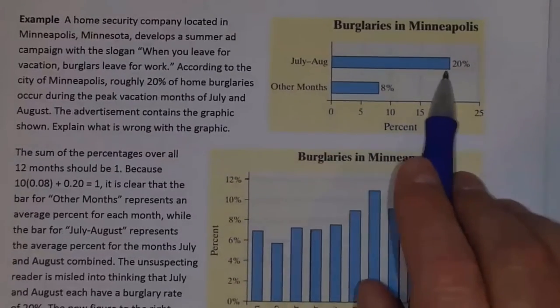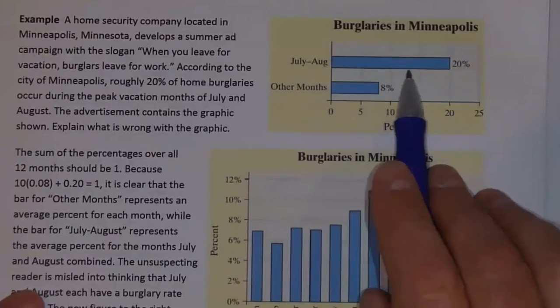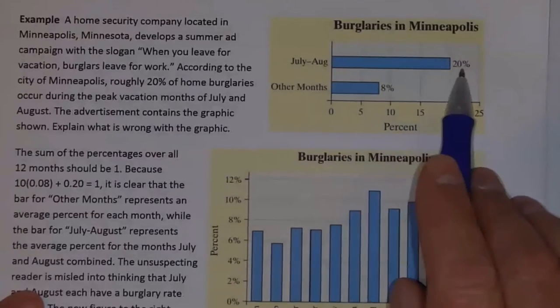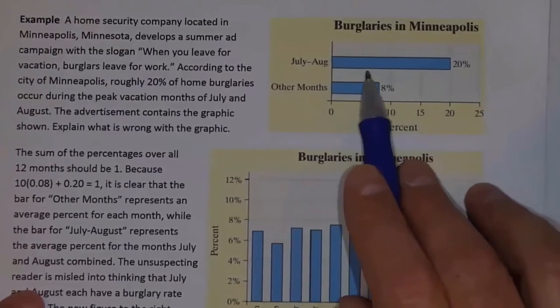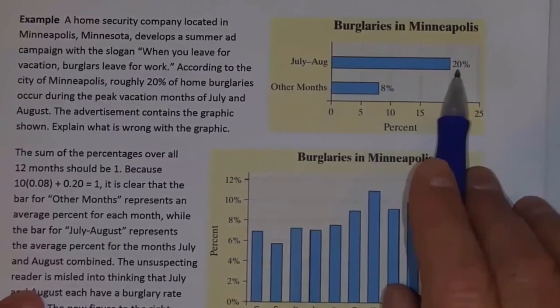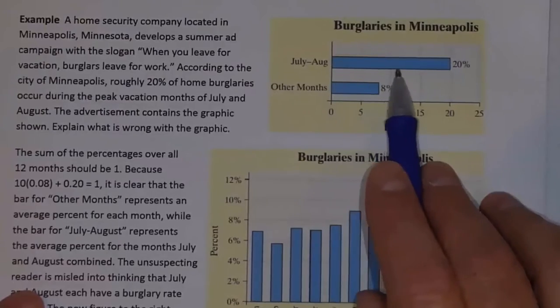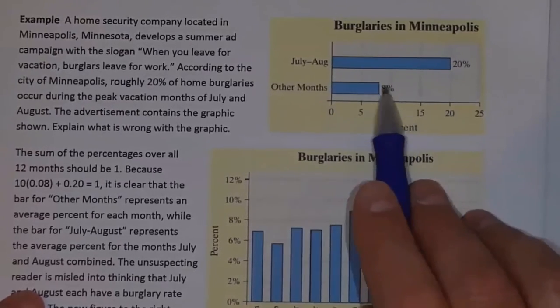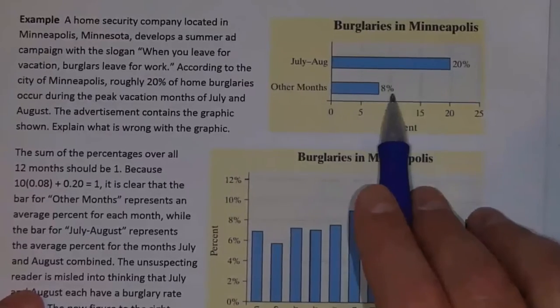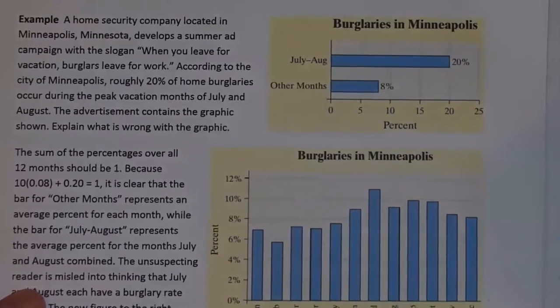So we would be better off, if we were to average, to take 20% for July and August and divide that by 2, that would be 10% in July and August on average versus 8% on average each of the other months. So that would show a 2% increase on average. That would at least be more of a fair comparison.